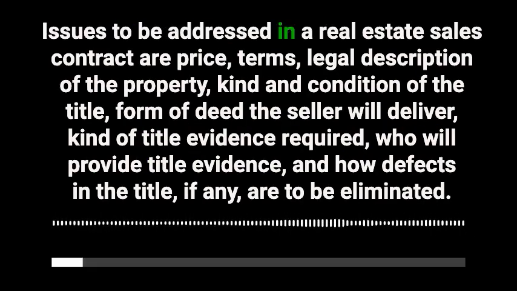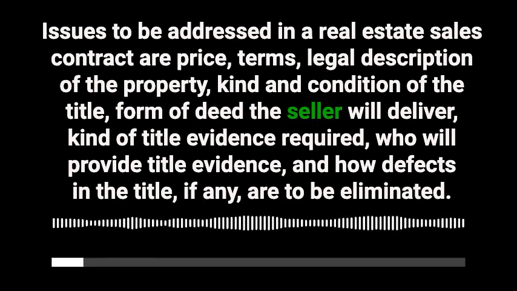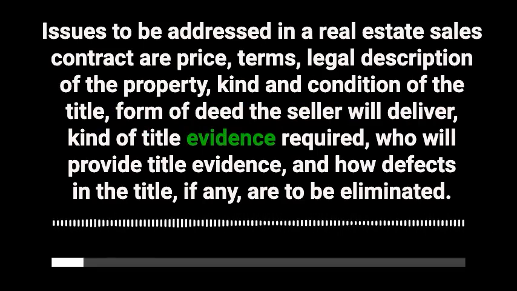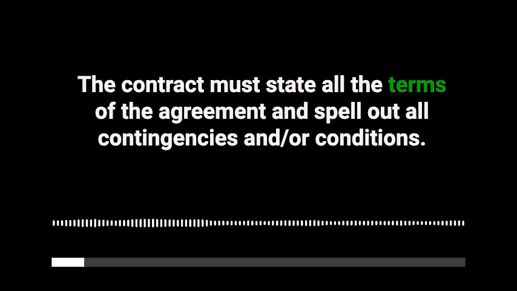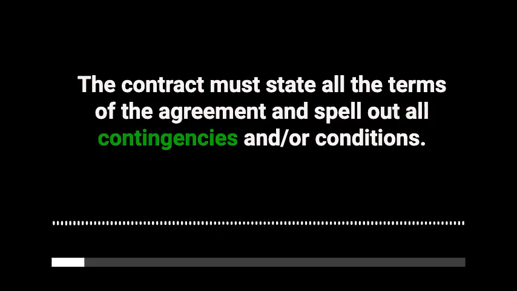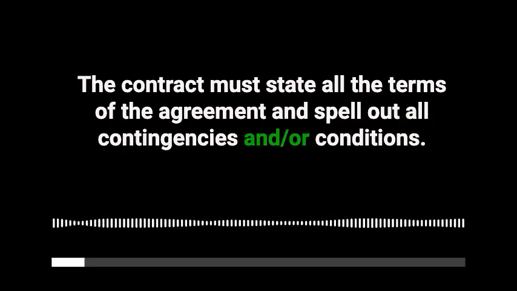Issues to be addressed in a real estate sales contract are price, terms, legal description of the property, kind and condition of the title, form of deed the seller will deliver, kind of title evidence required, who will provide title evidence, and how defects in the title, if any, are to be eliminated. The contract must state all the terms of the agreement and spell out all contingencies or conditions.